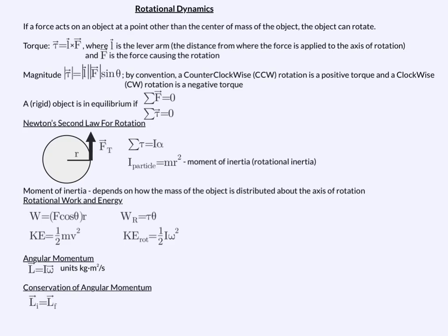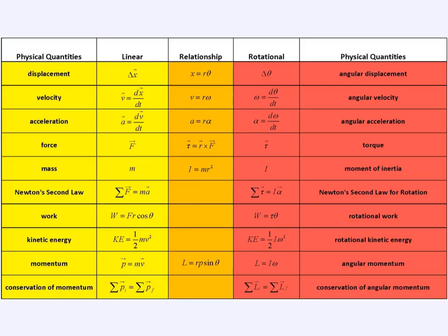Just like linear momentum, angular momentum is also conserved. So we'll say that the total initial angular momentum before a collision equals the total angular momentum after a collision. Now here is a summary of all the rotational stuff that we've done. Here you have the physical quantities and their rotational counterparts. These are equations or expressions for linear physical quantities. These are rotational quantities, and this is the relationship between linear and rotational.